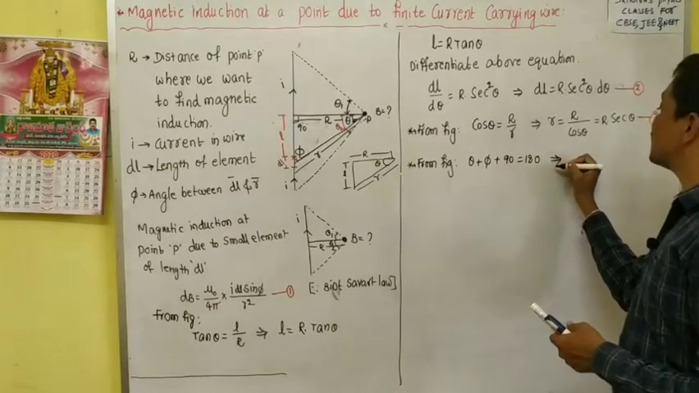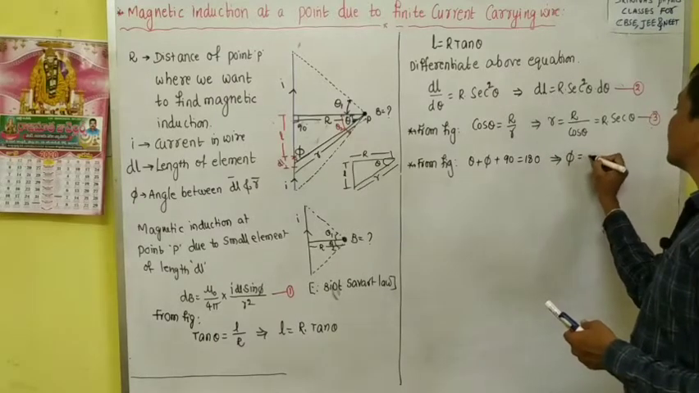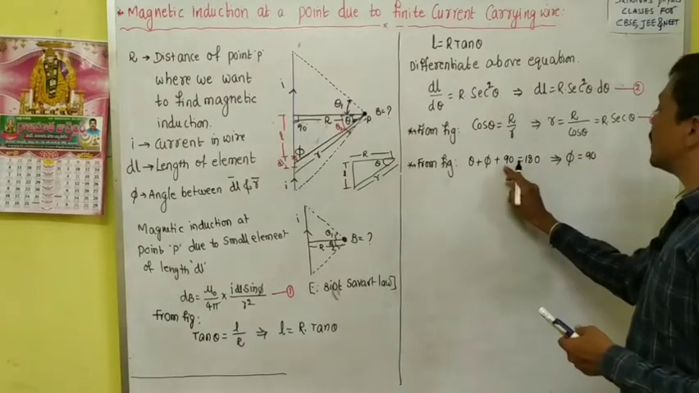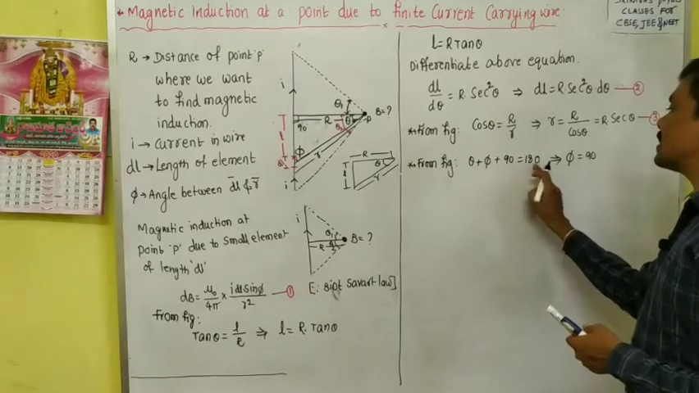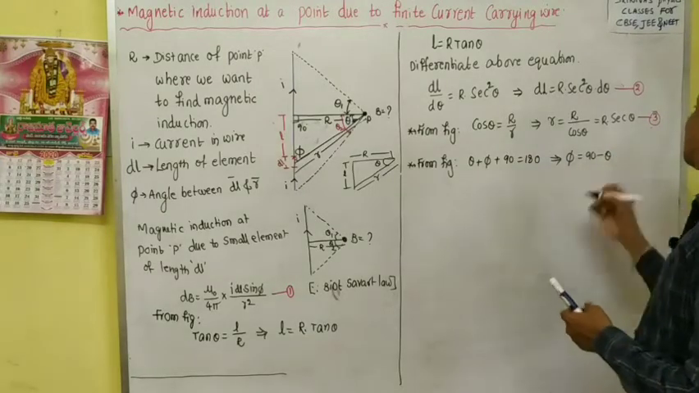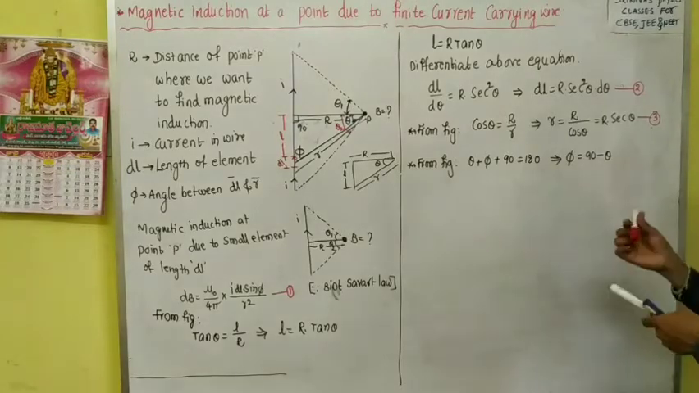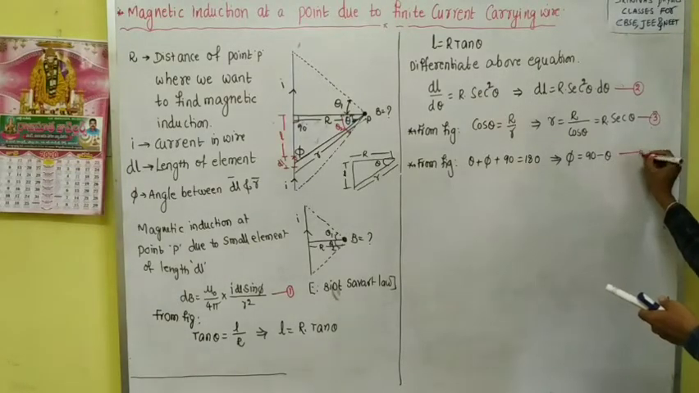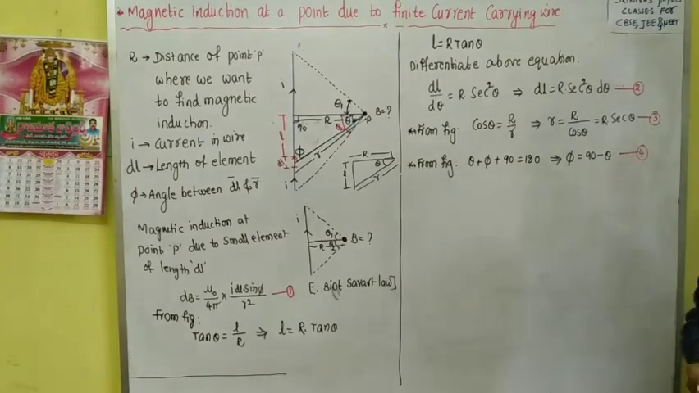From this I want the phi angle. Phi is equal to, this 90 goes to the right side, 180 minus 90 is 90, then theta goes to the right side, then we will get phi is 90 minus theta, and this is equation 4. Now the derivation is almost completed.